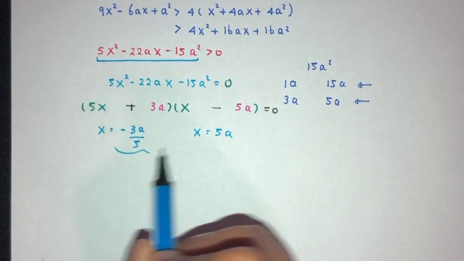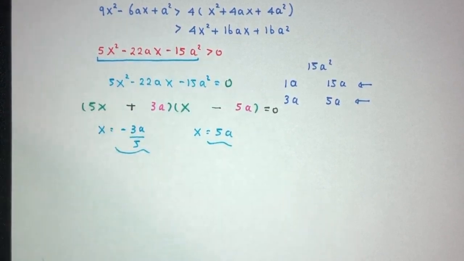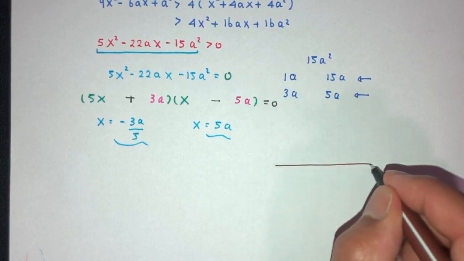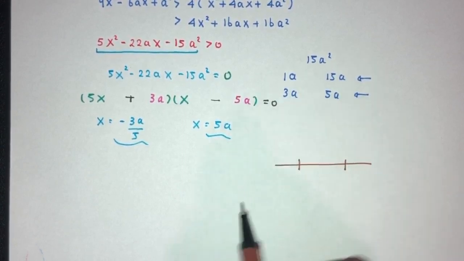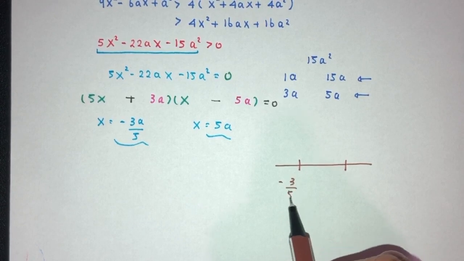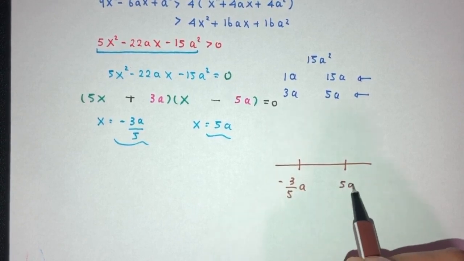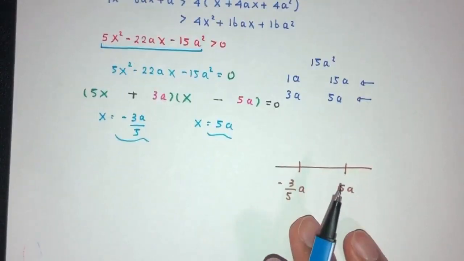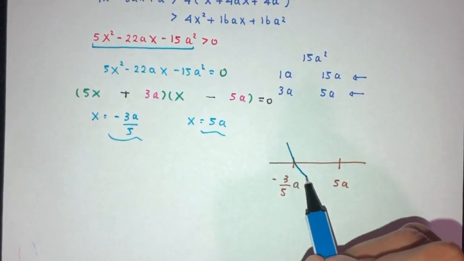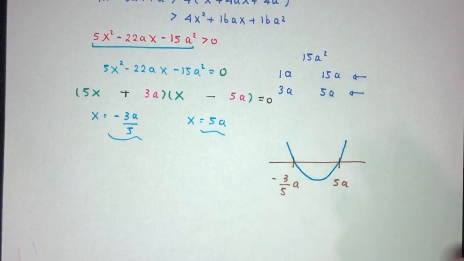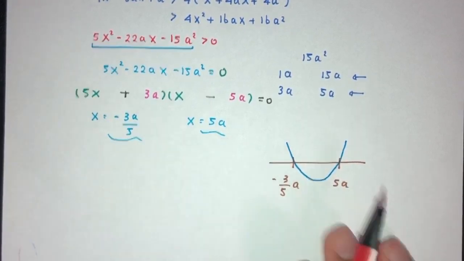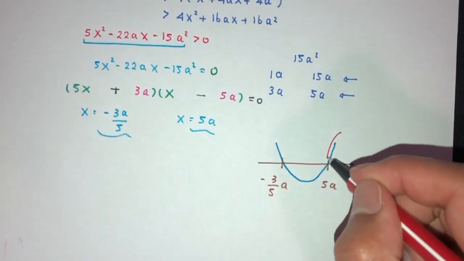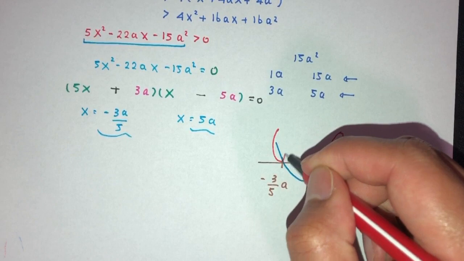So once you find the value of x, we have to use the number line as usual, right? This is the value of minus 3a over 5 and 5a. Now because this is a positive value over here, you will have the shape. Right. Now this is 0 obviously, so we need this to be more than 0, have to be on this side and on this side.